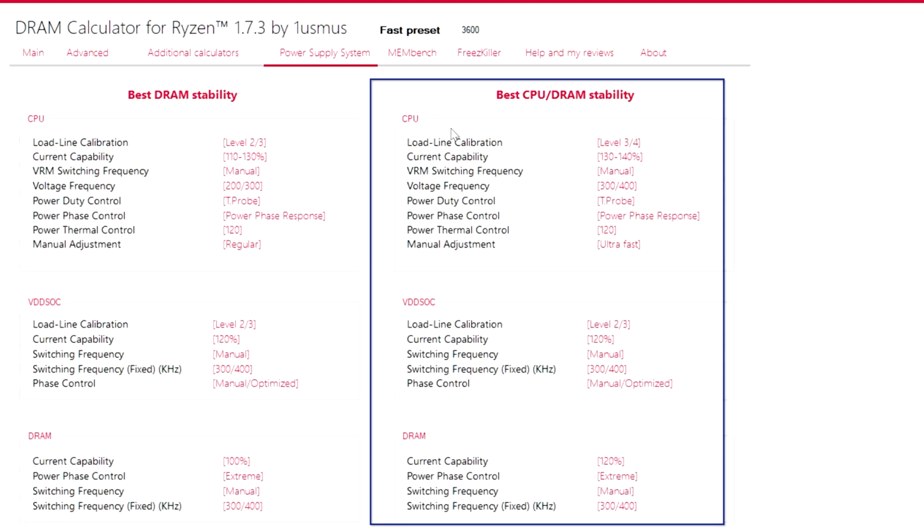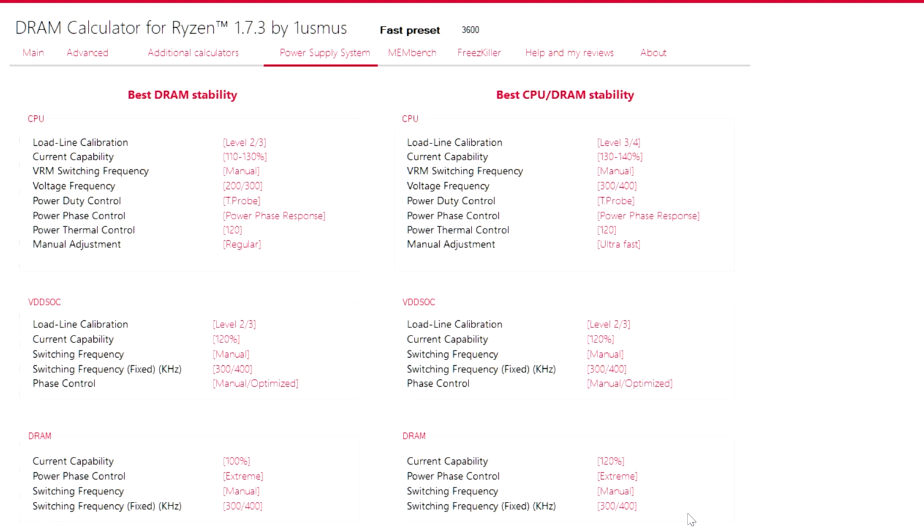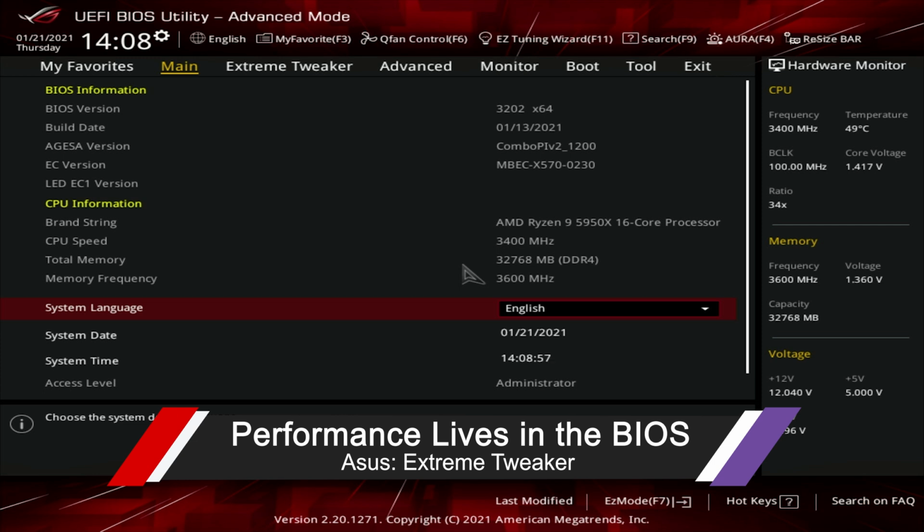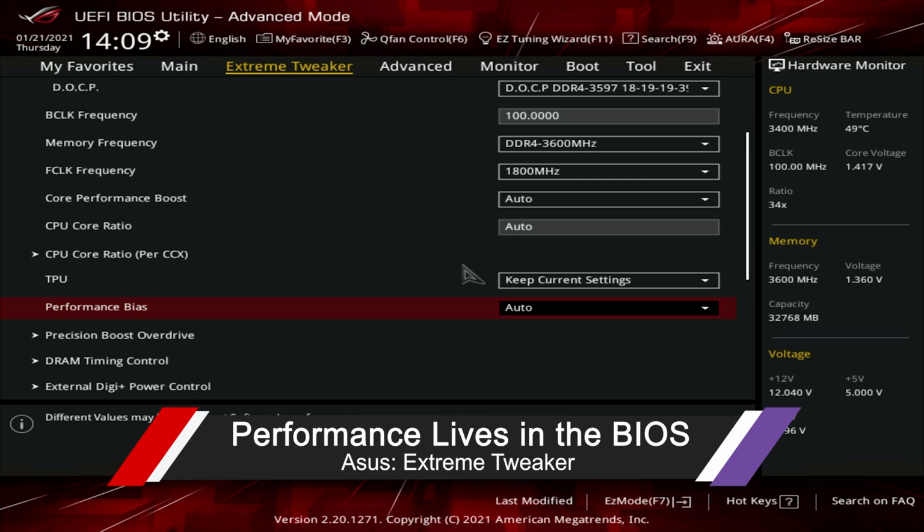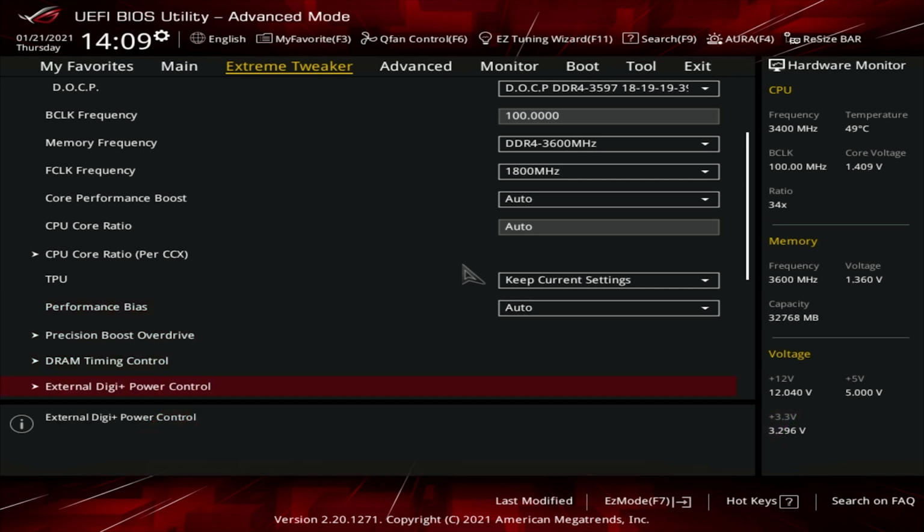So these are the values themselves. The other thing I'm going to recommend here is just take a picture of this. Take it on your phone so that you can refer to it time and time again, because we are going to go into the BIOS in order to get to the power optimization settings for ASUS. You go here under Extreme Tweaker and here to External Digi+ Power Control.